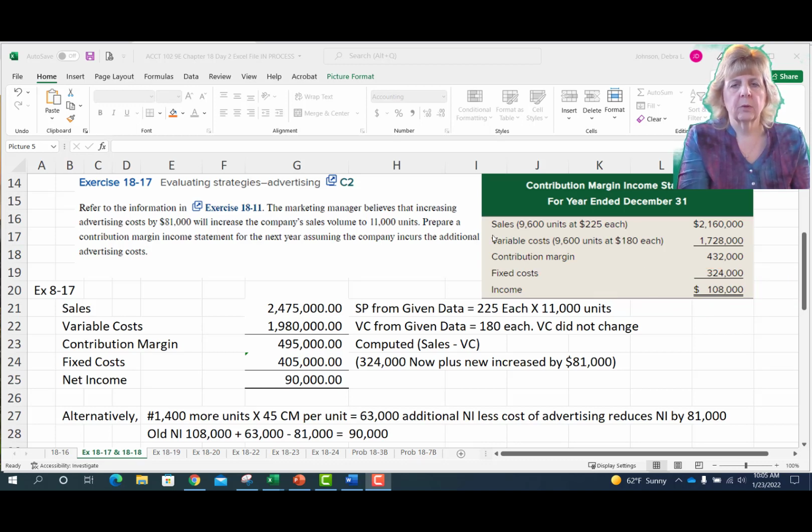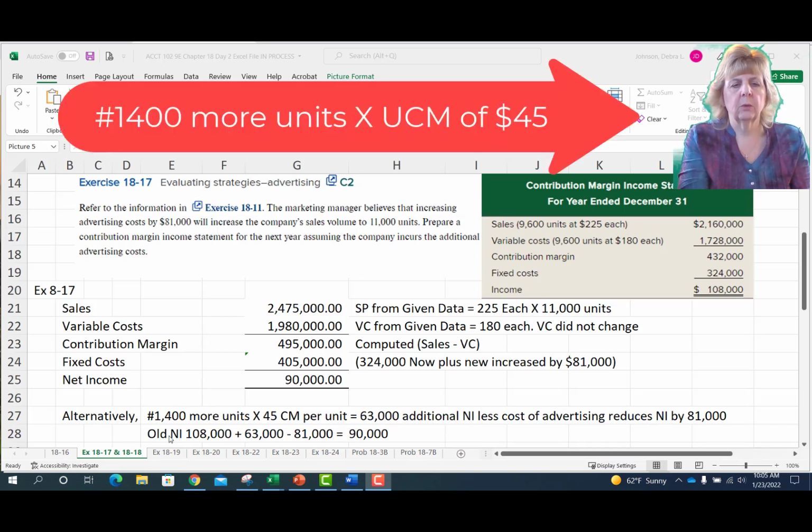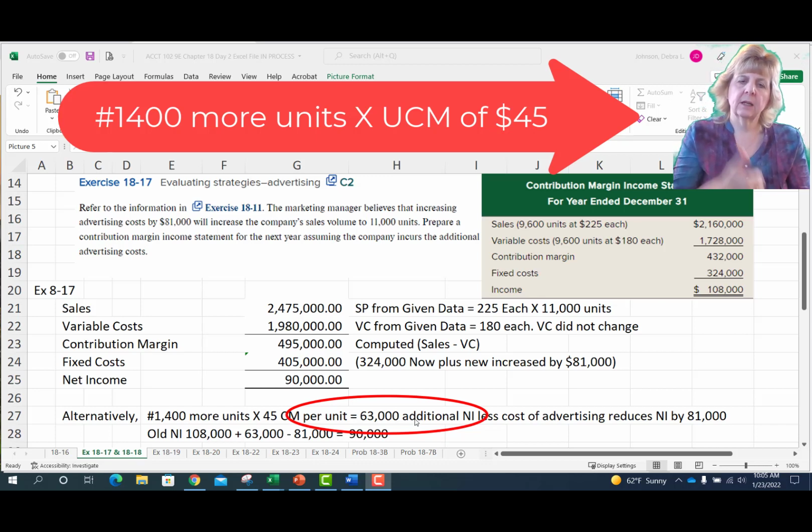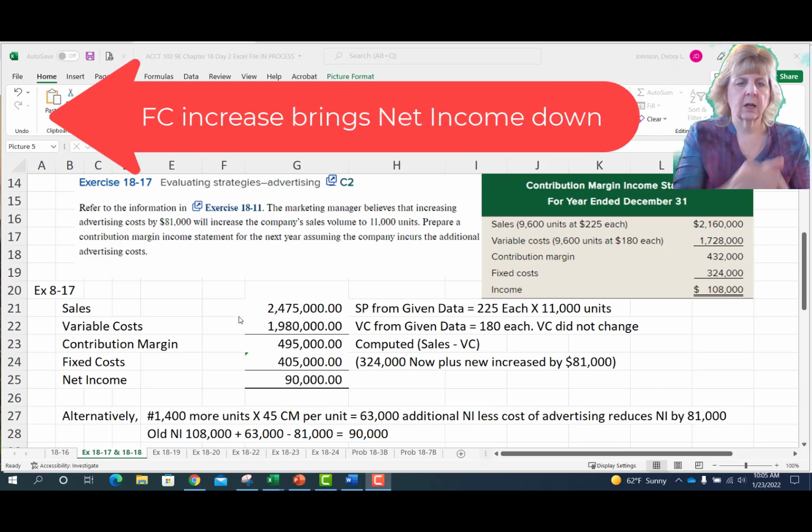The way that I would approach this problem, based on what I know about cost, volume, profit, I would look at that volume increase from 9,600 to 11,000, and I would compute that 1,400 more units were being sold. I'd multiply it by the $45 contribution margin, and that tells me that there would be $63,000 additional dollars coming through the bottom line based strictly on the volume increase. So that means net income is going to go up by $63,000, and the cost of that advertising was $81,000. That'll make the net income go down.